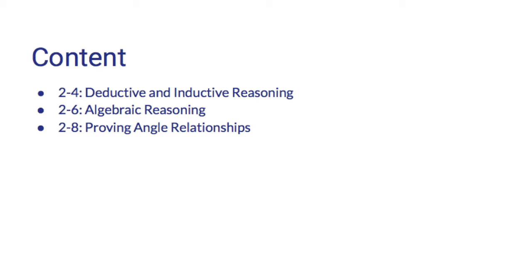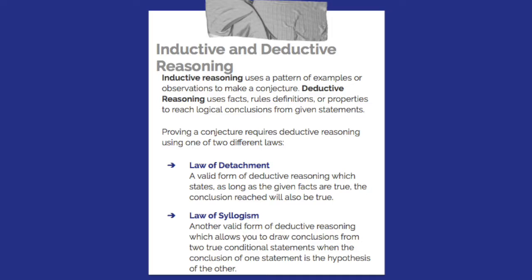Relating to reasonings and proofs, Chapter 2. In this video, we will be going over 2-4, which is deductive reasoning and inductive reasoning, 2-6, algebraic reasoning, and 2-8, proving angle relationships. Inductive and deductive reasoning make up conjectures which require the laws of detachment and syllogism to prove.